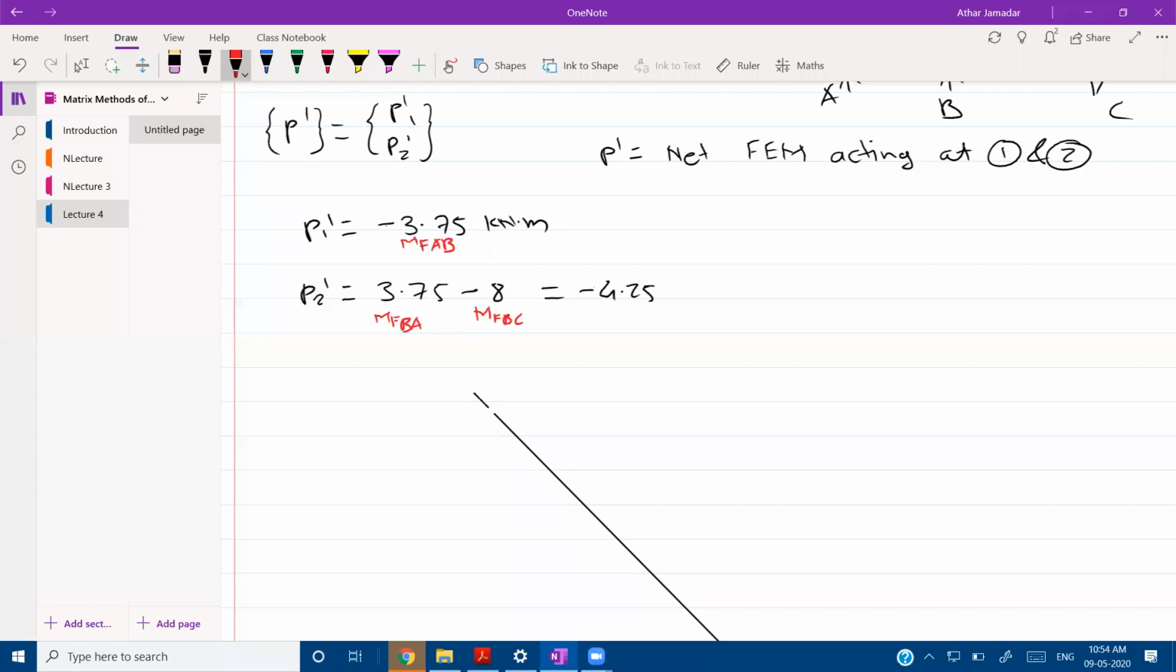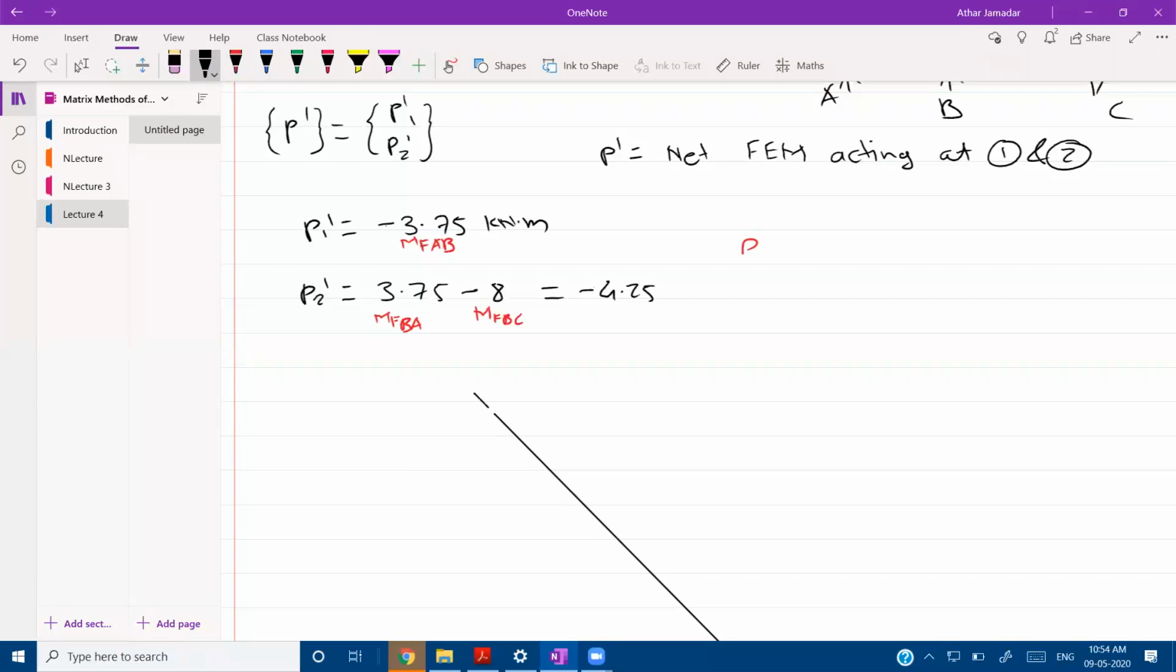each coordinate system. So at coordinate number 1, there is only MFAB acting. Therefore, we have written down directly P1 dash is equal to -3.75. At coordinate number 2, that is at point B, two FEMs are acting, MFBA and MFBC. So we just have to take the summation of that. MFBA is 3.75 and MFBC is -8. So 3.75 - 8 is going to be -4.25.